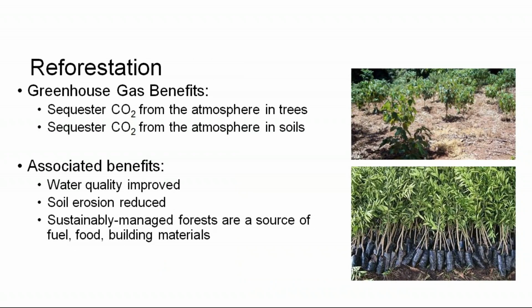Okay, so that plot where the project is wanting to reforest, there's obviously greenhouse gas benefits associated with that. Reforestation will sequester carbon dioxide from the atmosphere in the trees as they grow. It would sequester carbon dioxide from the atmosphere in the soils as the litter builds up and is returned to the soil, as you get greater rooting volume as well in the soils. And of course you get associated benefits, which are water quality in the area is improved, you get a reduction of soil erosion, and of course sustainably managed forests can be a source of fuel, food and building materials.